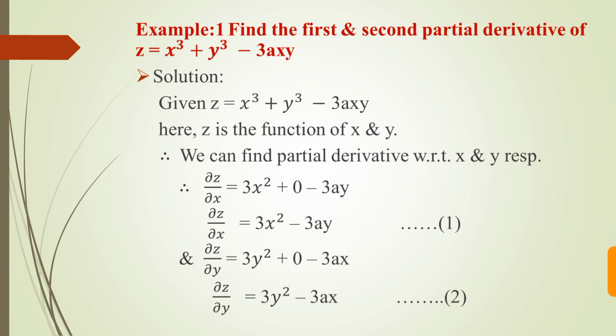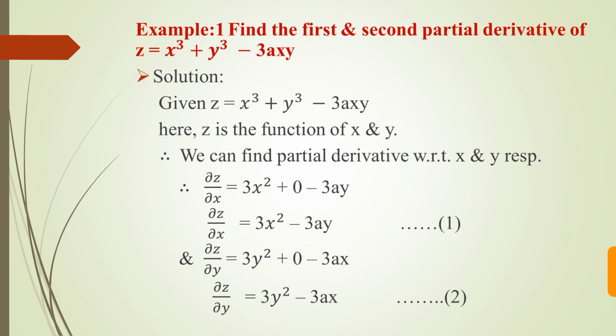Similarly, we can take the partial derivative of z with respect to y is equal to 3y square plus 0 minus 3ax, and it becomes ∂z/∂y is equal to 3y square minus 3ax. And this ∂z/∂x and ∂z/∂y are the first partial derivatives of z.